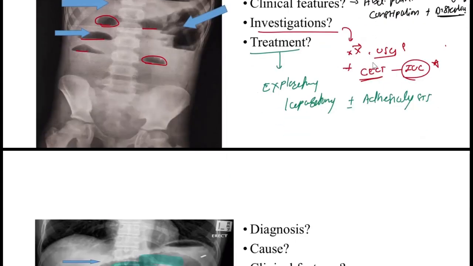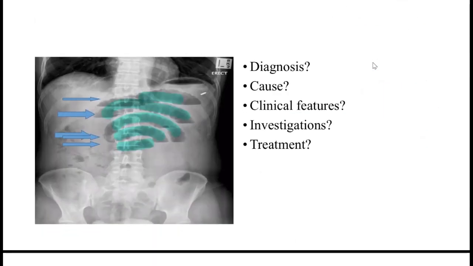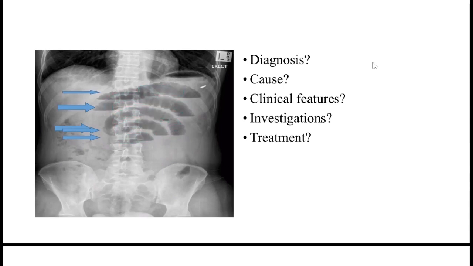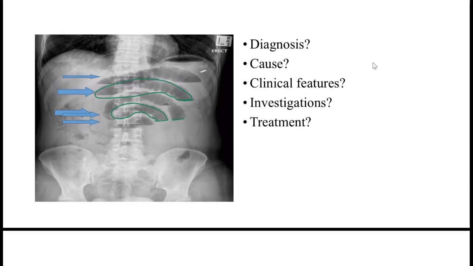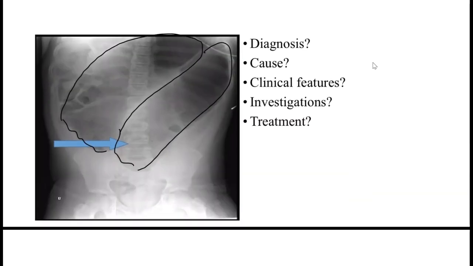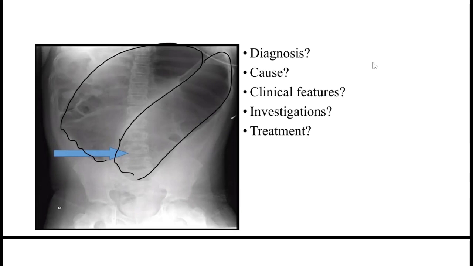So the next X-ray is, yes, again multiple air fluid levels in the center of the abdomen. So again, this is a case of small bowel obstruction. What is this? This is another X-ray showing bowel obstruction, but the bowel involved is not the small bowel. This is actually a large enlarged cecum. So this is the cecal volvulus.